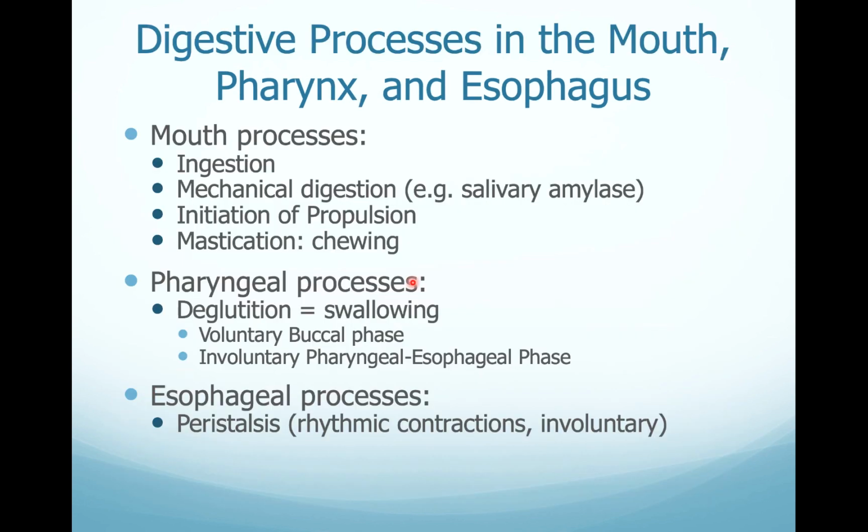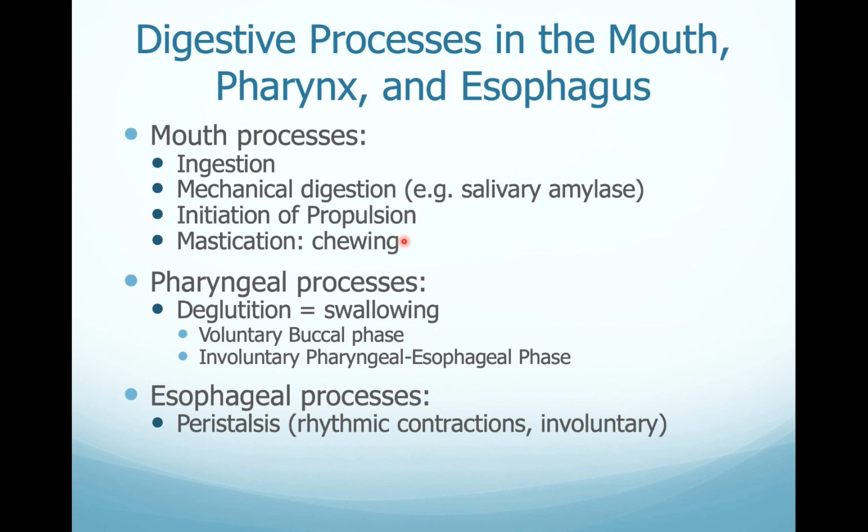So a bit of a review. You ingest the food. You can mechanically digest the food and chemically digest the food in the mouth. You can initiate propulsion, and you do what's called mastication. That is a fancy word for chewing. And all of this is done with the help of a very strong muscle called the tongue.